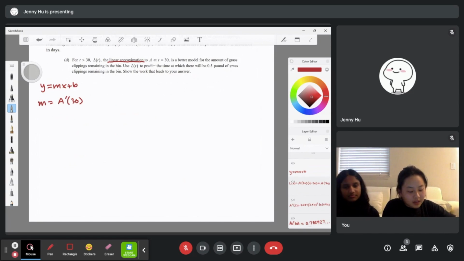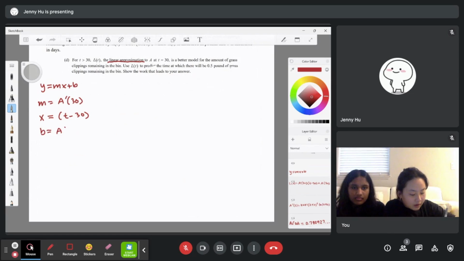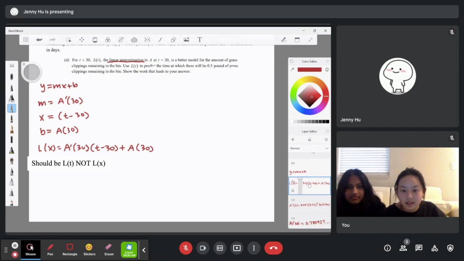And moving on to the x portion of the formula, because we want the linear approximation at t is equal to 30, therefore this should just be equal to t minus 30. And then finally b is just the y value of t when t is equal to 30. Therefore, b can be equal to a of 30. So now that we have our equation, which would be here, we could just plug numbers into it.